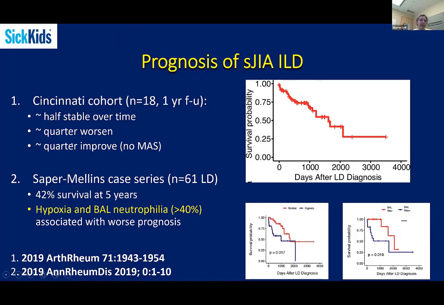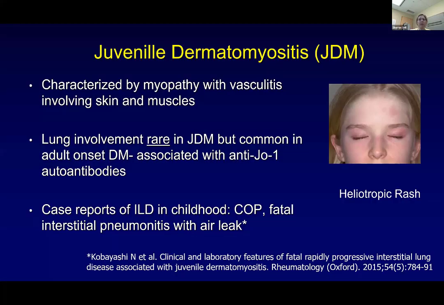We've got a slightly different picture from a Cincinnati cohort where there were no deaths, and half of them stabilized over time, versus a North American case series, which shows a 42% survival at 5 years, which is certainly not great. So I think this is a disease you need to be really aware of and follow very carefully.